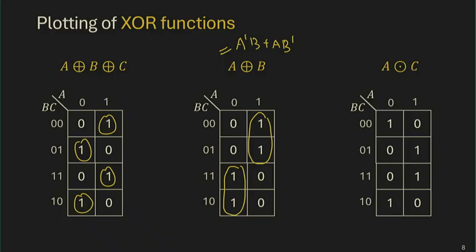XNOR is the opposite of XOR, and this can be expanded into an SOP of AC plus A prime C prime. Right, so A is 1, C is 1, A is 0, C is 0. Again, I just circle out all the product terms, and then that is also the XNOR representation. Right, XNOR, they all have this kind of alternating 0 and 1 pattern.